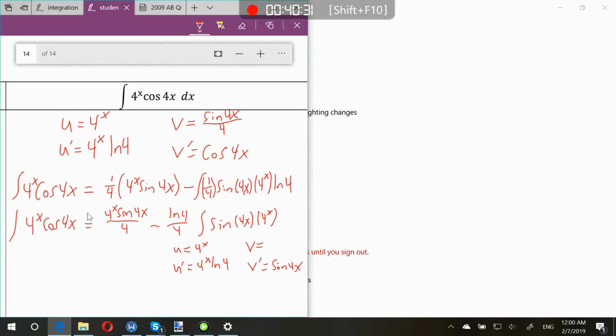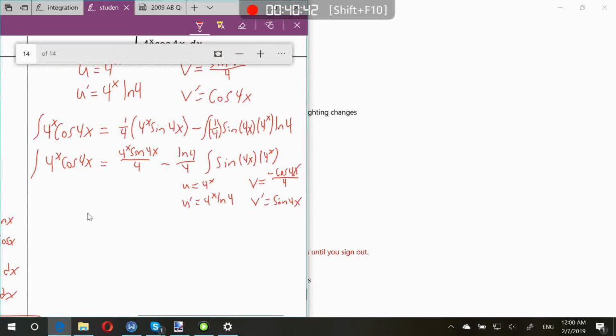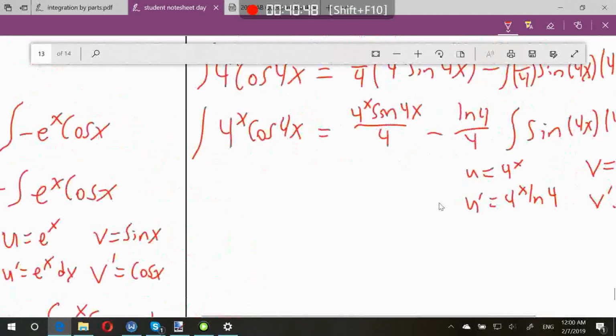Negative cosine 4x divided by 4. Perfect. Negative cosine 4x divided by 4. Okay, so I'm going to plug all that in. Let's make this a little bit bigger.